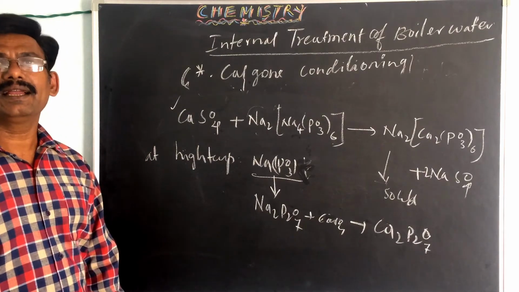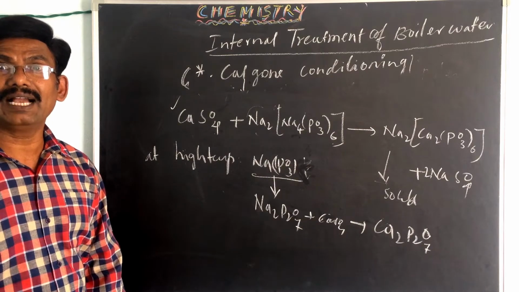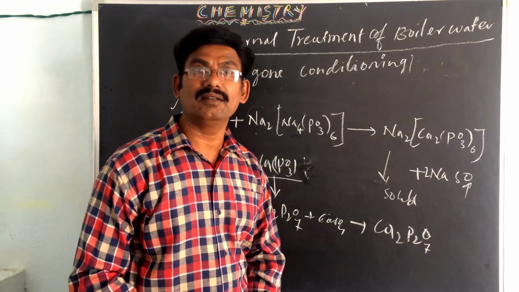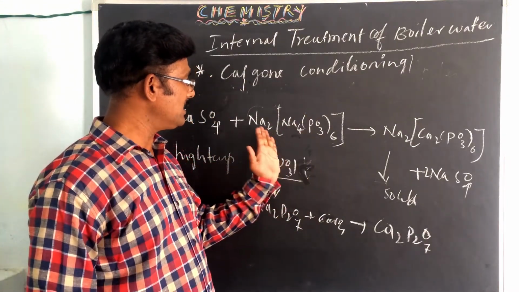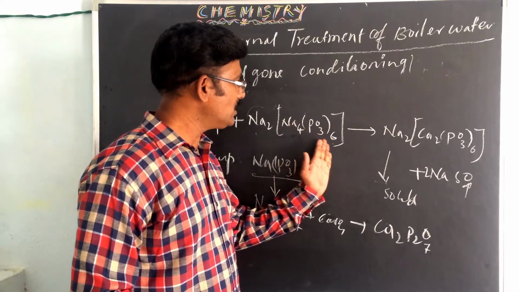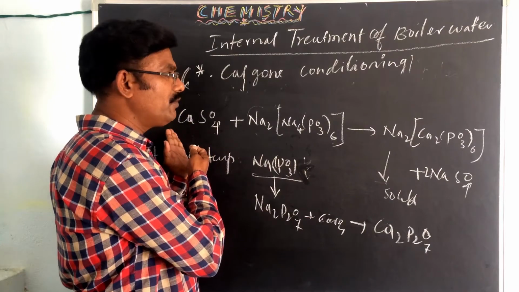So once again, Calgon conditioning: Calgon means calcium gun. That formula is sodium hexametaphosphate, Na2 Na4 PO3 taken 6 times, when it reacts with the calcium sulfate in the boiler feed water.